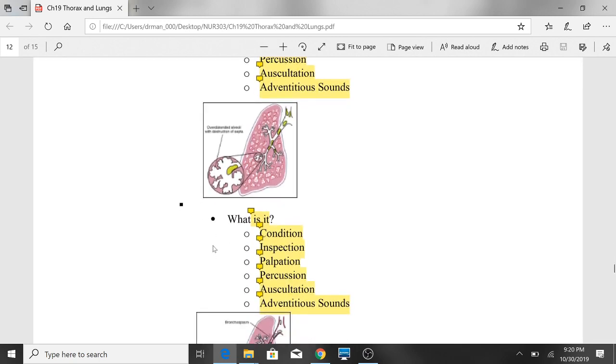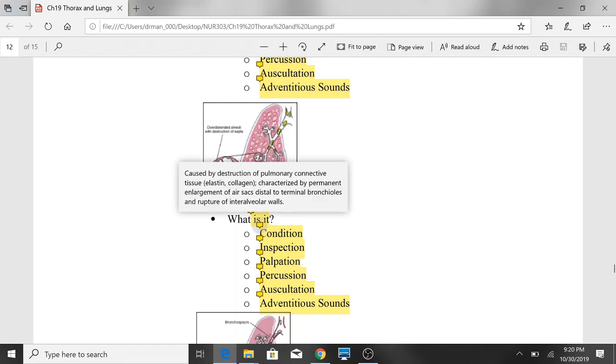Alright, what is this? Said emphysema, you're correct. What's the condition of emphysema? Well, it's caused by destruction of pulmonary connective tissue, characterized by permanent enlargement of air sacs distal to terminal bronchioles, and rupture of interalveolar walls.